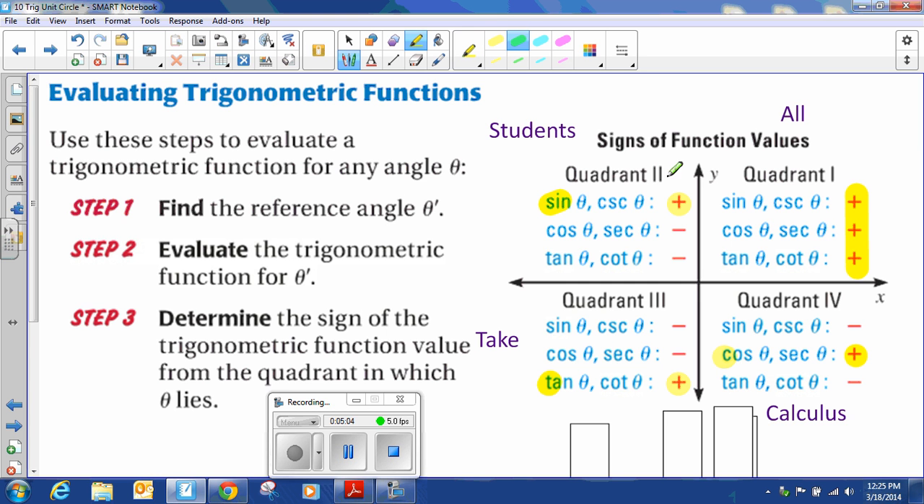So the trick is: All Students Take Calculus. A stands for all trig functions are positive. S stands for sine is positive. T stands for tangent is positive. And C stands for cosine is positive. So that'll come in handy.